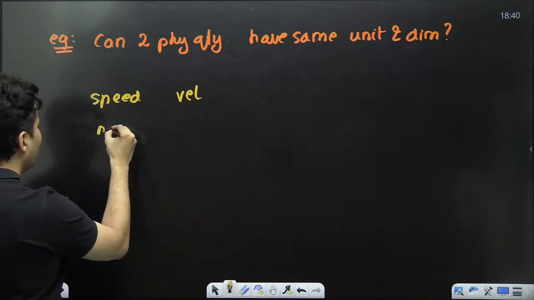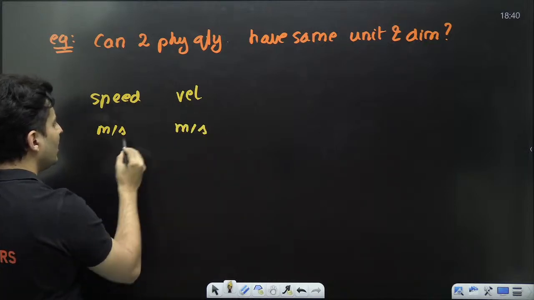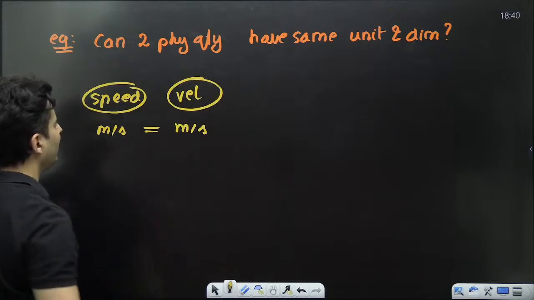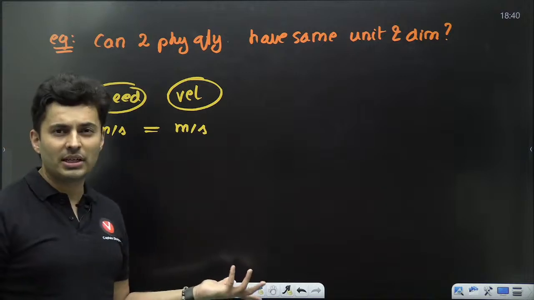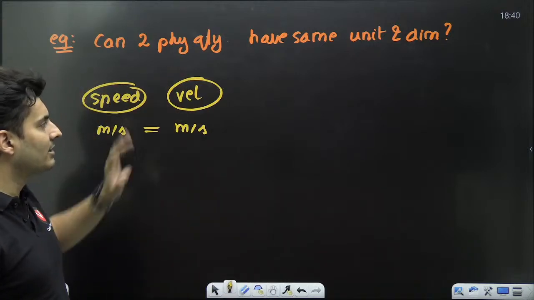What's the unit of speed? Meters per second. What is the unit of velocity? That is also meters per second. Don't they have the same unit? Aren't they two different physical quantities? Don't say, sir, speed and velocity is same. One is scalar, one is vector. No, they are two different quantities. 100% they have the same unit.